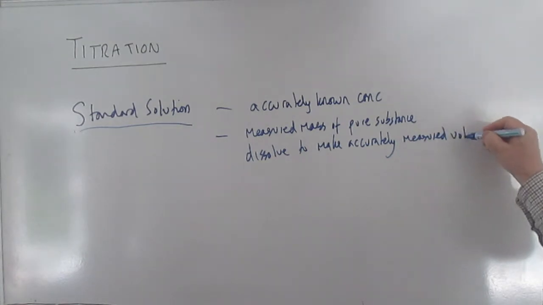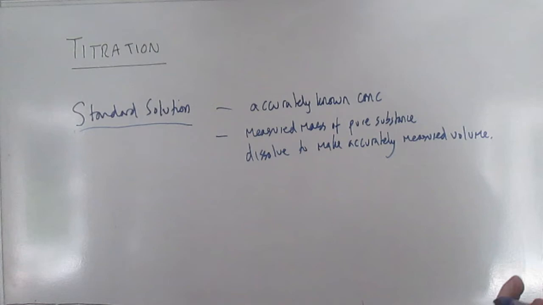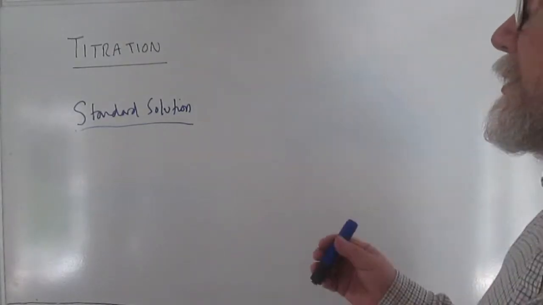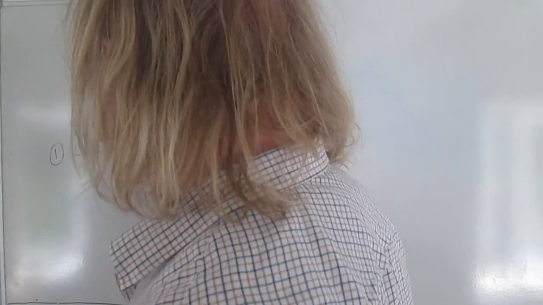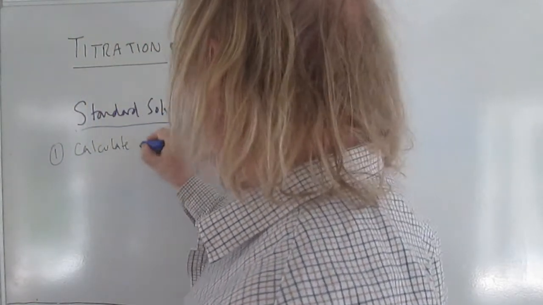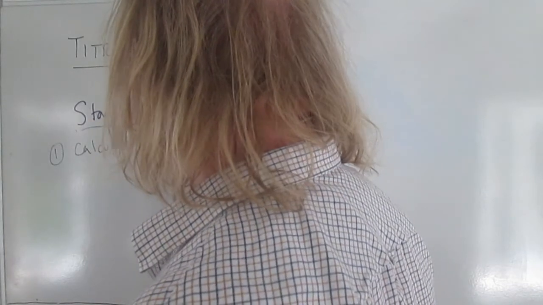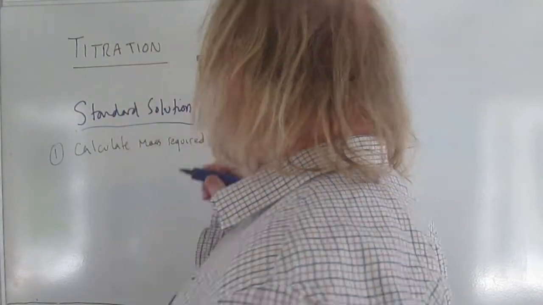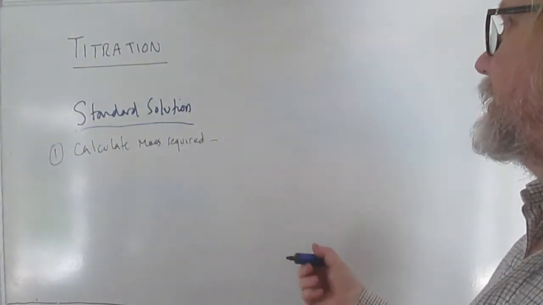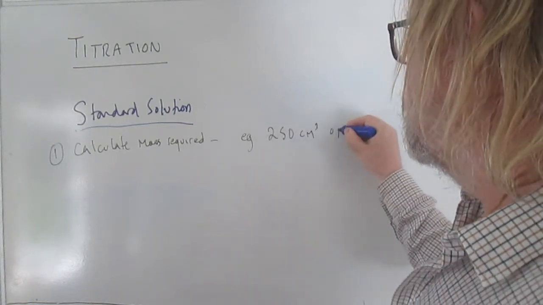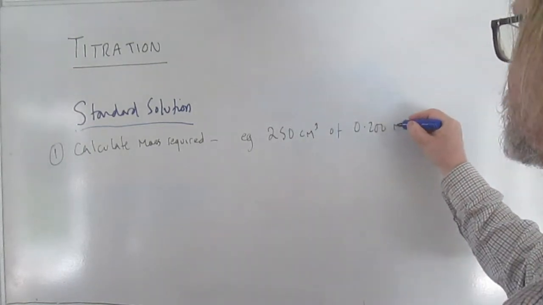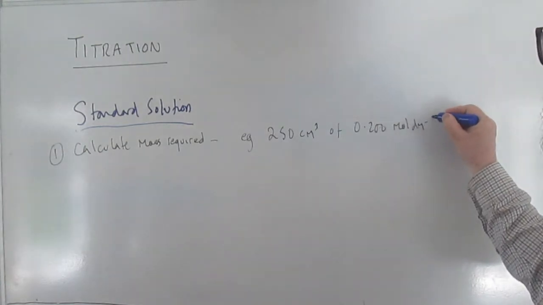So you need to be able to describe the sort of practical aspects of doing that. In other words, talking about the right kind of equipment and so on. So the first thing you're going to have to do is to calculate the mass needed to give you the volume that you want. So calculate the mass required. So let's look at an example of that. So suppose we want to make 250 cm cubed of 0.2 mole per dm cubed sodium hydroxide, NaOH.